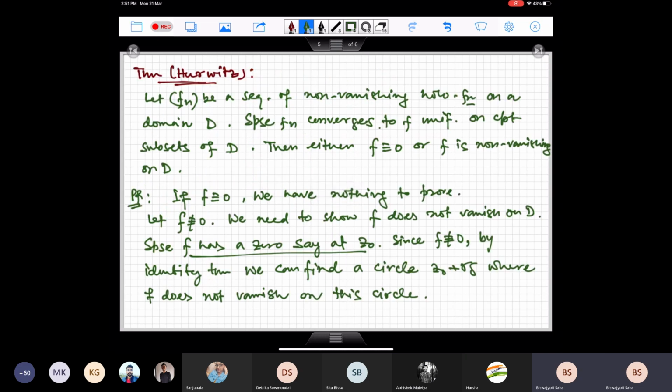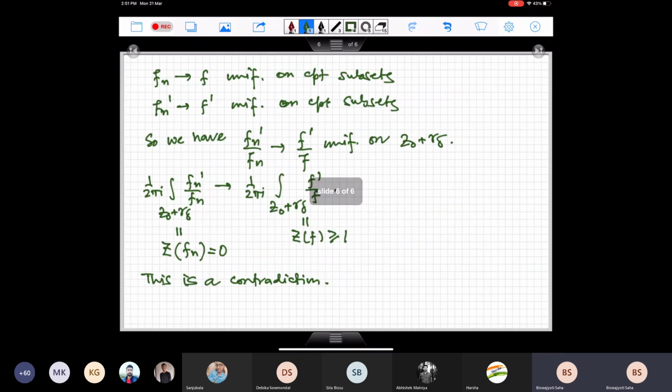I got this contradiction because I assumed that even if f is non-vanishing, I could find a zero of that particular function. Even if f is not identically 0, I can find a zero z naught. So that means this assumption is not true. So hence f is non-vanishing. These are very powerful results, as you can see. It says if you take a non-vanishing function and a sequence converging uniformly to another holomorphic function, that limit is also going to be non-vanishing. So this is the theorem of Hurwitz.